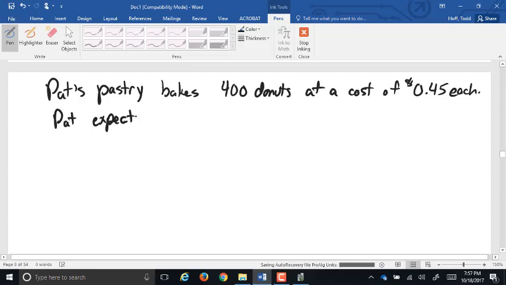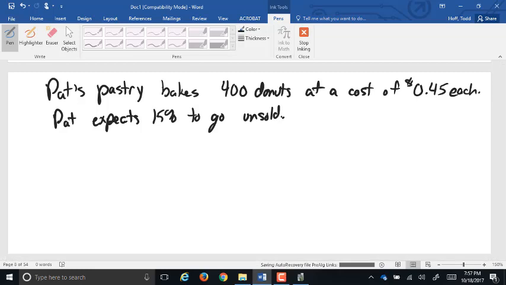Pat expects from experience 15% to go unsold. Now, before I say more, some of you might be thinking these percentages seem kind of high, 15%, but you've got to understand, especially in a bakery, the cookies, donuts, whatever, they're selling them fresh. They've got to bake them guessing at what's going to be sold.